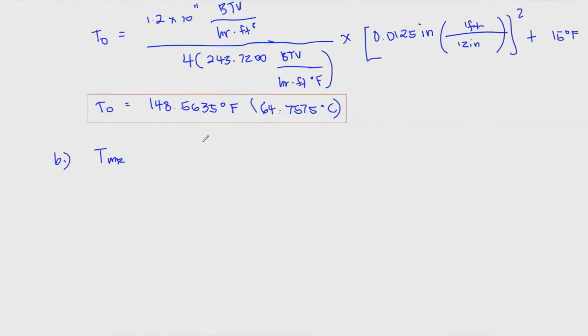So we need to find this one, and the mid-radius is simply 1/2 of the radius, which is 1/2 of 0.0125 inches. So our mid-radius is located at 6.25 times 10 to the negative 3 inches from the center of our rod.